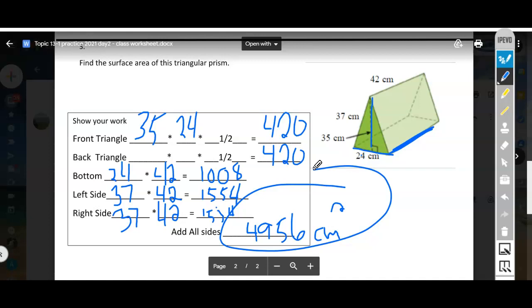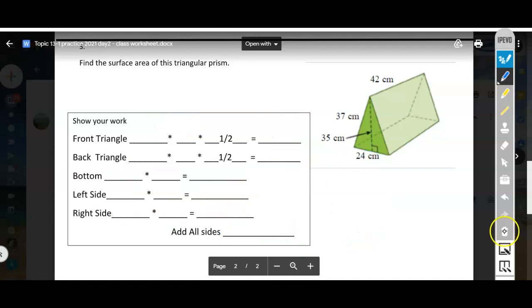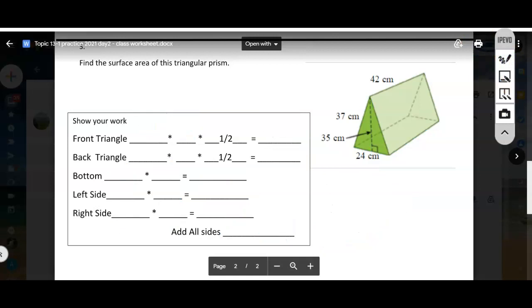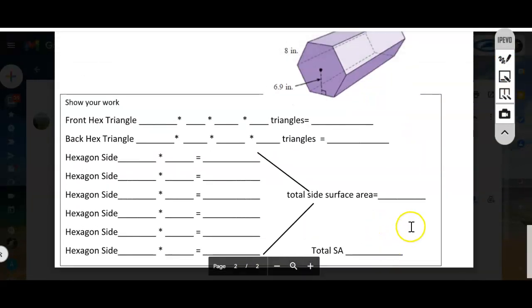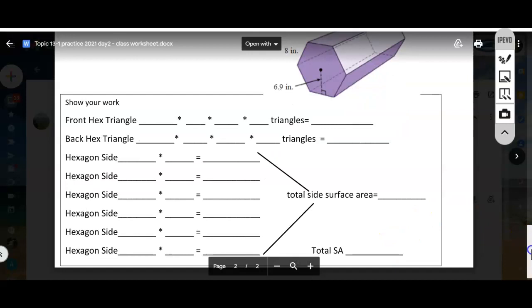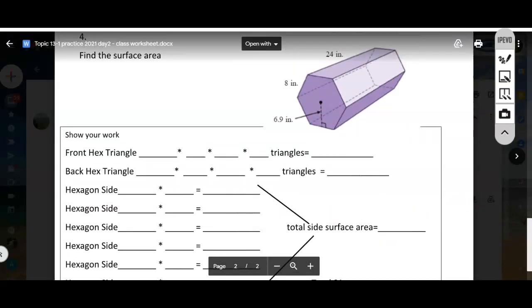All right. See, learn from your mistakes, right? Figure out what you did wrong. Don't do it again. Well, try not to do it again, right? Okay, let's look at this one. You get this one right, you can start your homework.